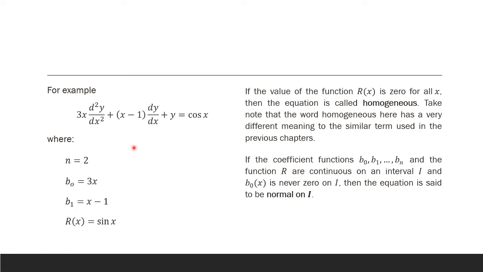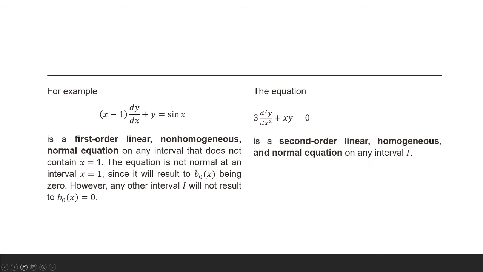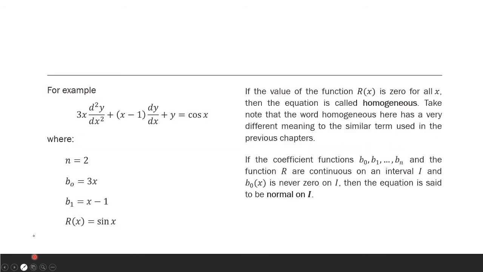Now, hindi ko na sinulat, pero we also have yung b sub n natin, that is b sub 2. Yun yung nakamultiply sa y lang, yung hindi nakaderivative yung y natin. And in this case, yung b sub 2 naman kasi natin is just equal to 1. And then, okay, mali. Ang ating r of x is cosine x. So, sorry about this one.